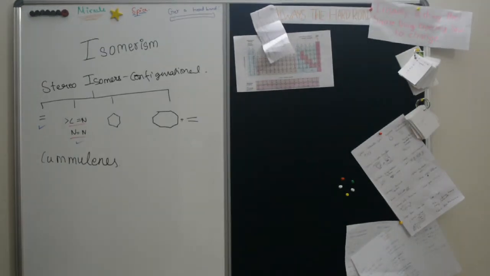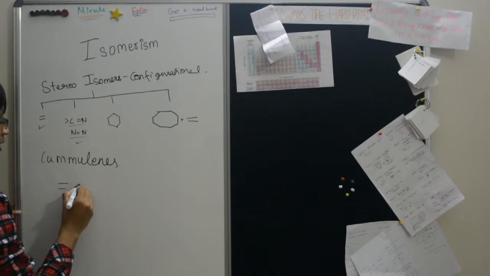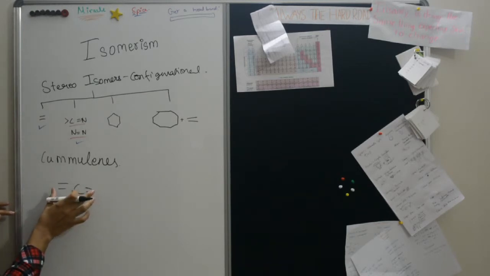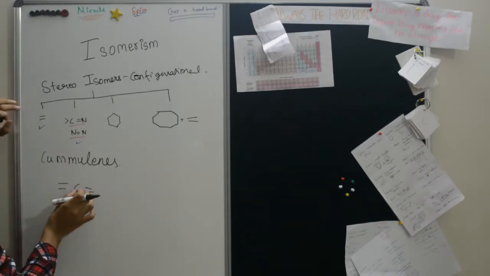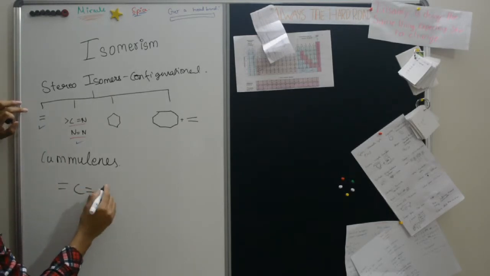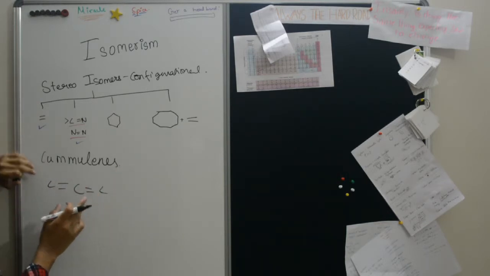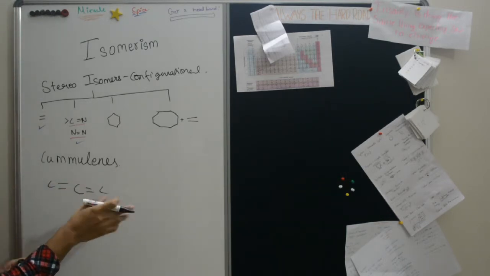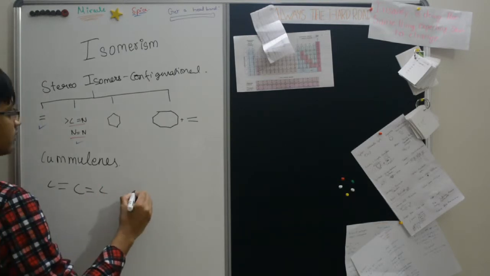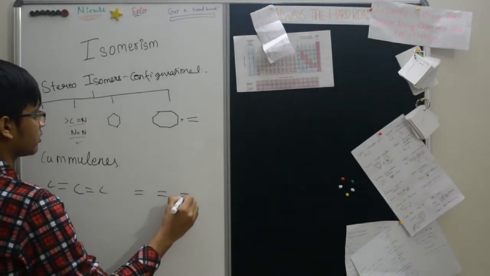Okay, so continuing with cumulenes. Cumulenes are basically structures which have this type of carbon in them, where there are two or more double bonds without a single bond in between two carbons. So these types of structures are given the name cumulenes. And in cumulenes, you can have an even number or an odd number of double bonds. If you have an odd number of double bonds, it will look something like this.